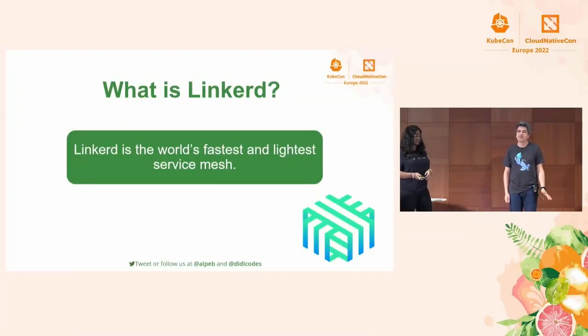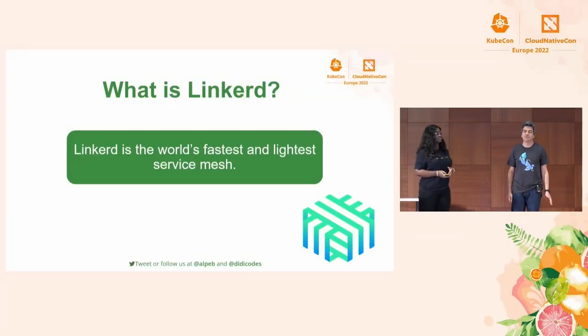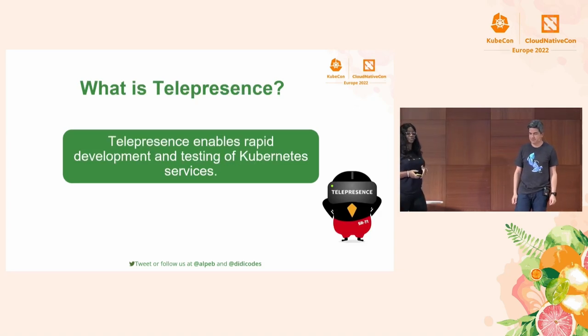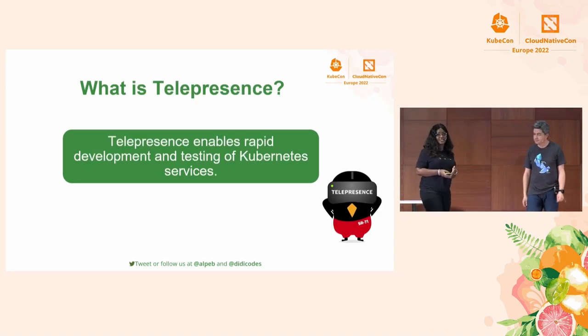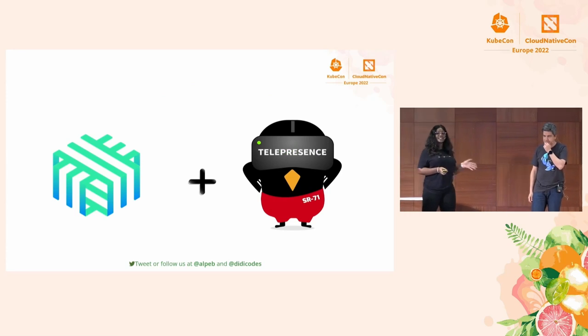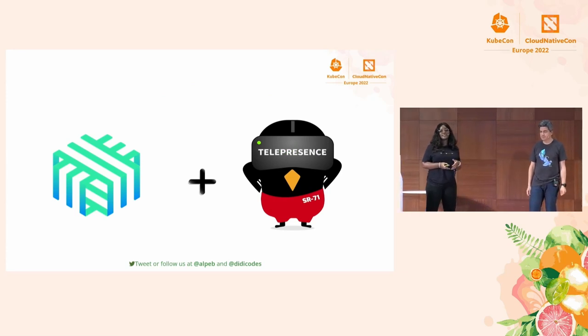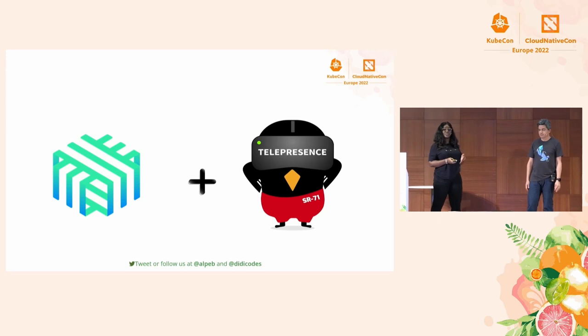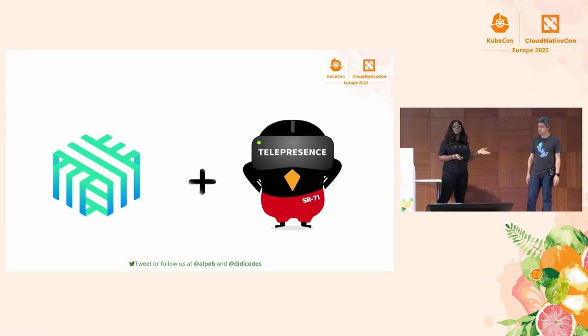I am an Ambassador Labs Advocate. Linkerd is the fastest and lightest service mesh, and Telepresence enables rapid development and testing of Kubernetes services. Linkerd and Telepresence can be used together to make locating, debugging, and testing Kubernetes services faster. Let's show you a quick demo.